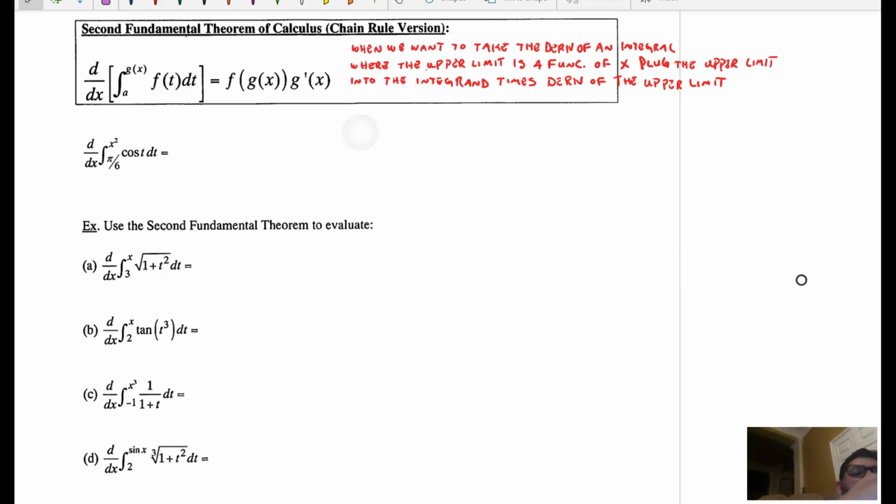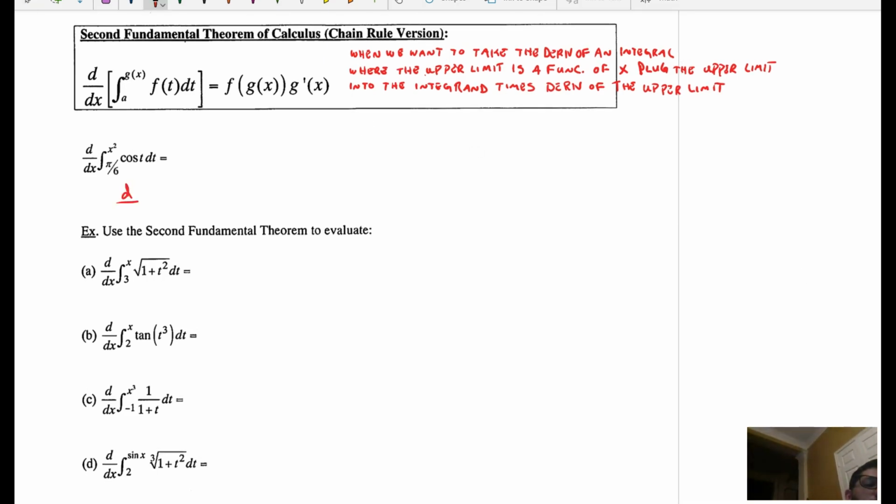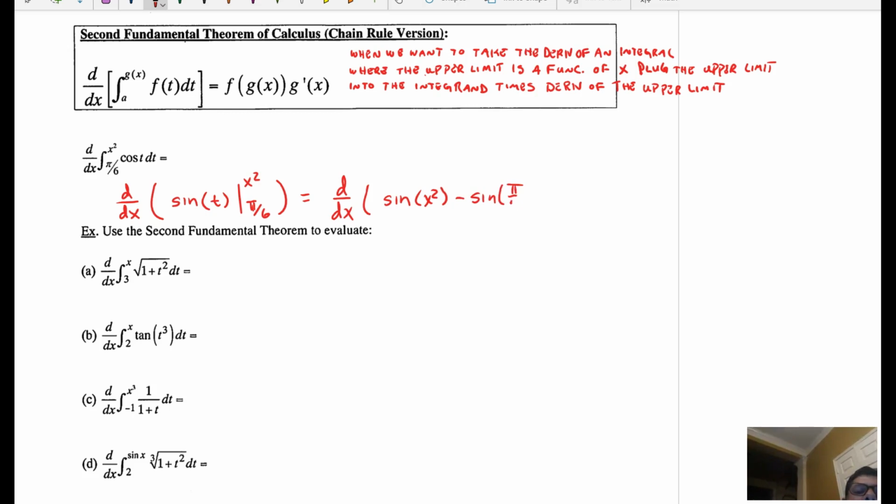So first we're going to start off with the antiderivative. The antiderivative of cosine is going to be sine, and that's sine t, integrating with respect to t. After we do the antiderivative, we will plug in the upper limit, plug in the lower limit, and subtract upper limit minus lower limit. So this is the sine of x squared minus the sine of pi over 6. The sine of pi over 6 is a half.